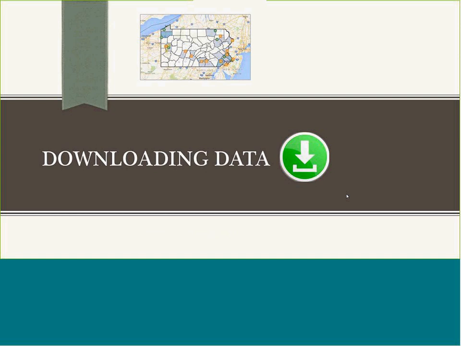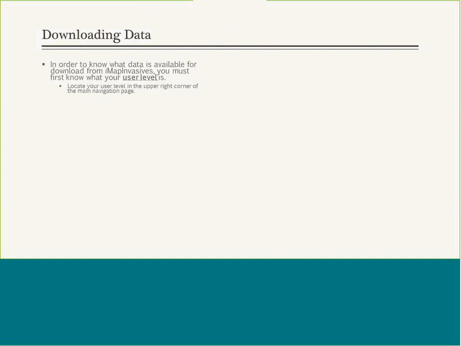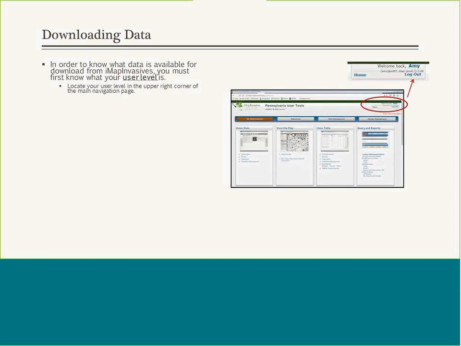Okay, downloading data. We mentioned a little bit about this at the beginning of the training. This is something that is available to do if you're logged in on the main screen and you scroll down to the very bottom. You'll have the option to download data. In order to know what data is available to download, you first have to know what your user level is. You figure that out by looking in the top right-hand corner of the screen, and it's going to tell you what your user level is set to.